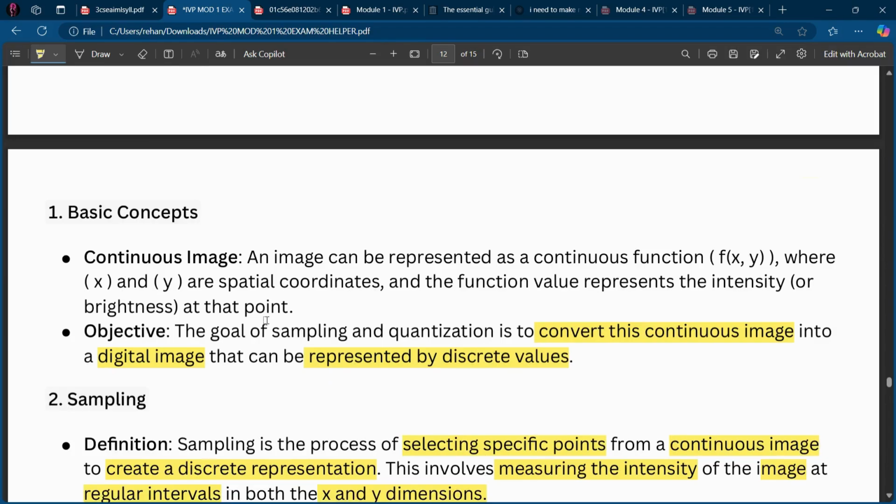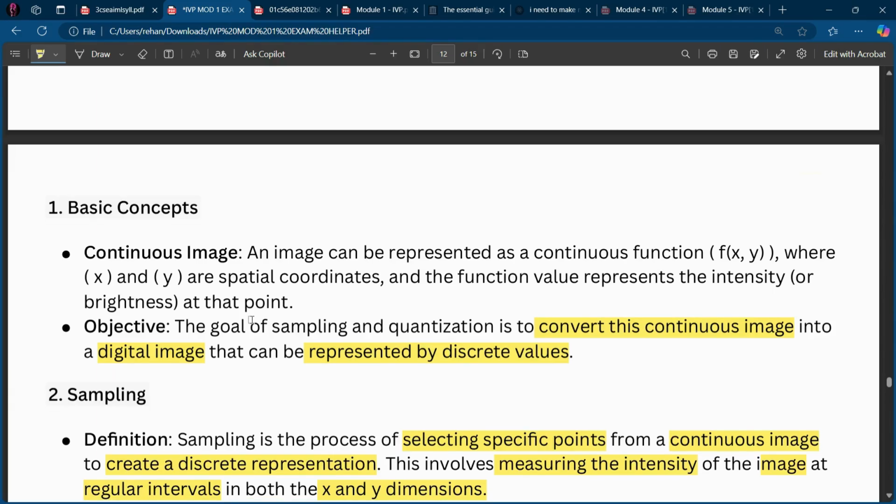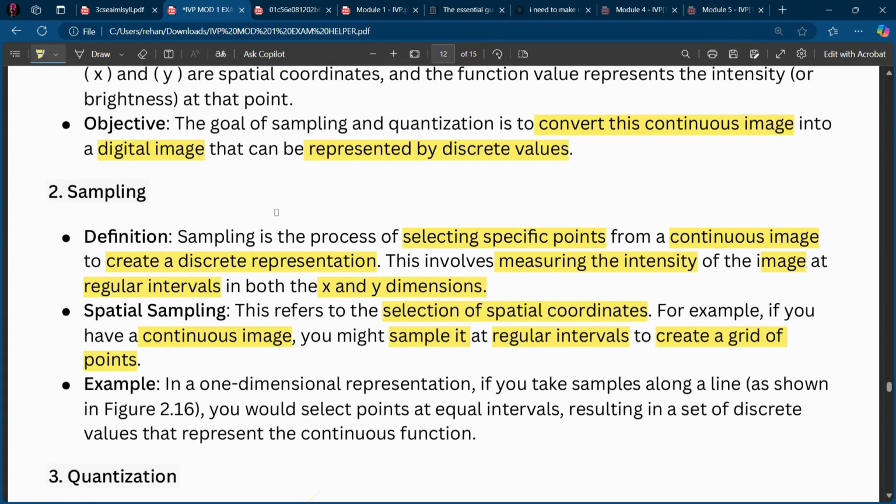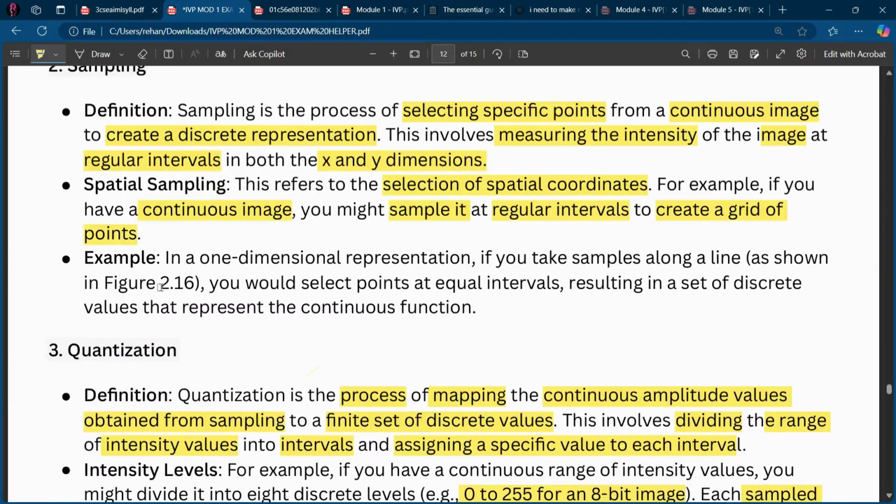The goal of sampling and quantizing is to convert this continuous image into a digital image that can be represented as discrete values. At these spatial coordinates, the function value represents the intensity or brightness at that point. There will be many pixels, and each pixel has its own brightness. First we will see what sampling is, then what quantization is, and then how the process of both works.